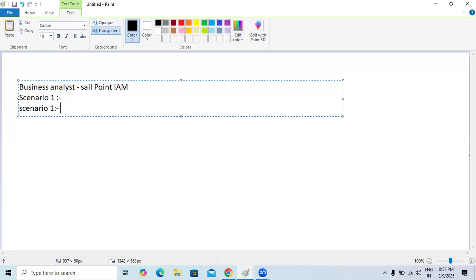I'm taking scenario two. Scenario one I have already explained. For scenario two, we have taken an example from business requirement gathering. For example, one of our clients wants to implement a solution to manage access for their users who work across multiple applications with different levels of permissions and so on.